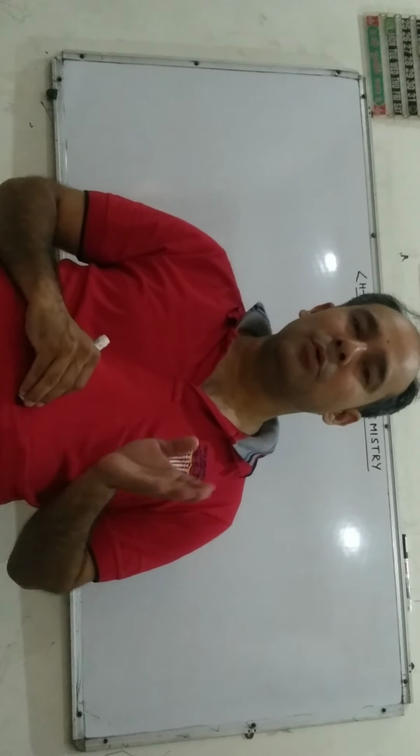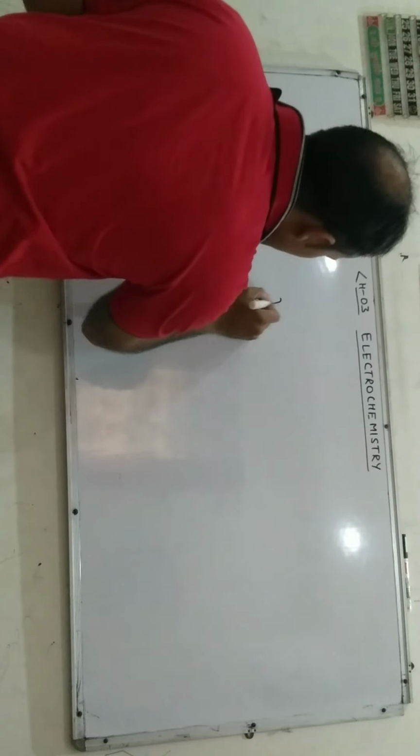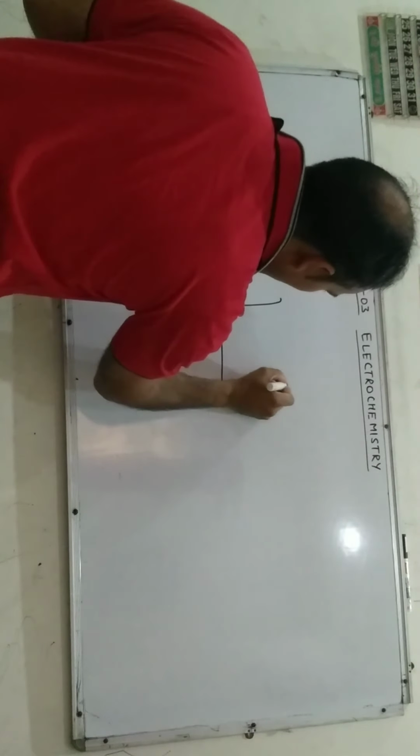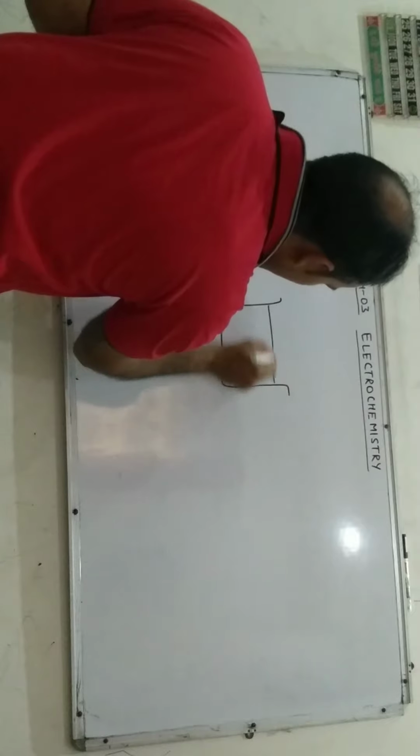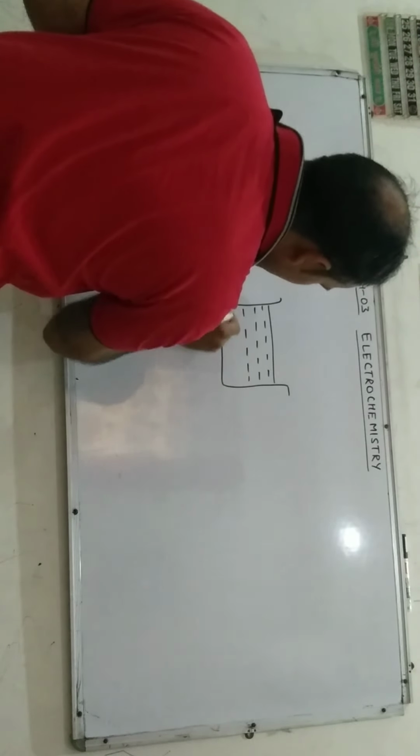Electrolysis is a process of decomposition of electrolyte by passing electric current through the molten or aqueous state of the electrolyte. I repeat it again, the process of decomposition of electrolyte by passing electric current through its molten or aqueous state is called electrolysis. Suppose this is a vessel in which a suitable electrolyte aqueous solution is there.